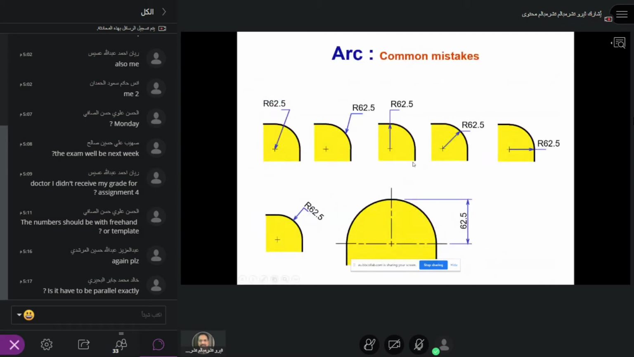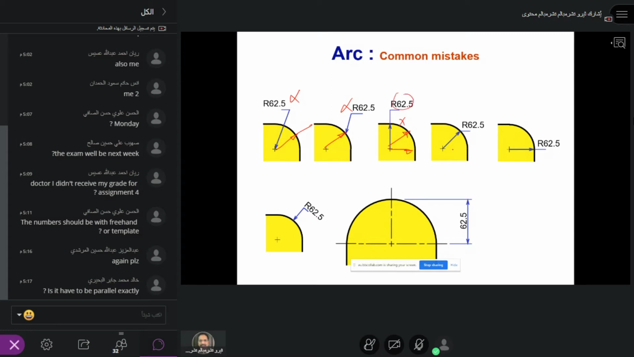Now, common mistakes: this is wrong because it should be made on the concave side, right? This is opposite. This is wrong, and this is also wrong because again it should be on the concave side, and this is totally wrong. You should not use it like this. Only use it on the concave side.